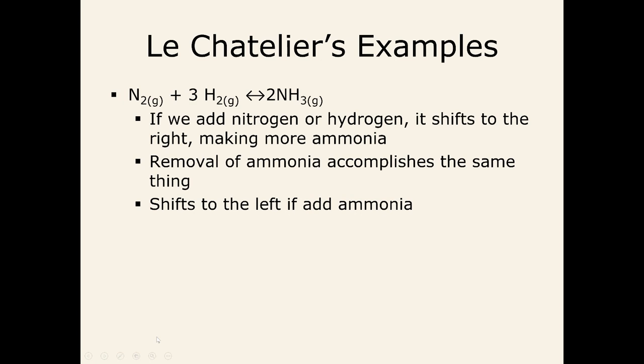Here's one, nitrogen and hydrogen to ammonia, an example. Ammonia is very important in industrial chemistry. So let's say I want to know how I can maximize the amount of ammonia. If I want to maximize how much ammonia we make, that means we want to shift to the right.